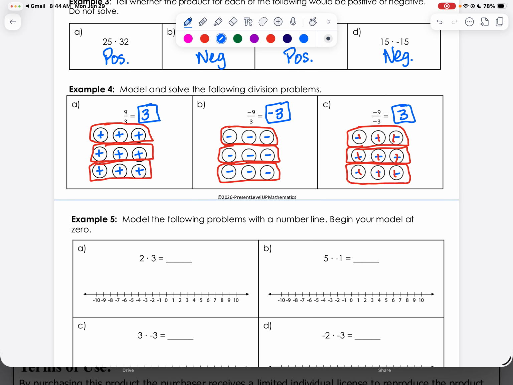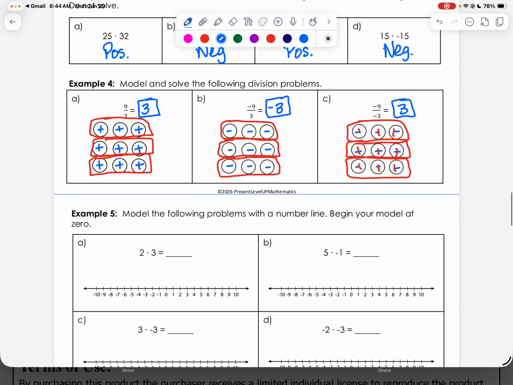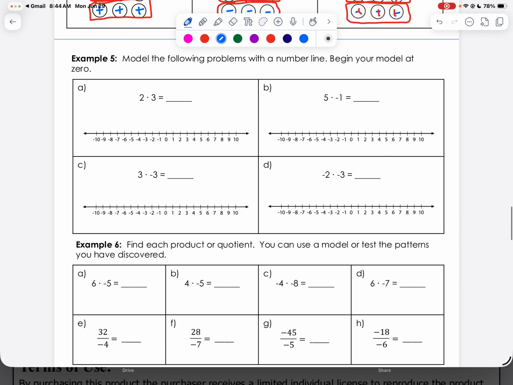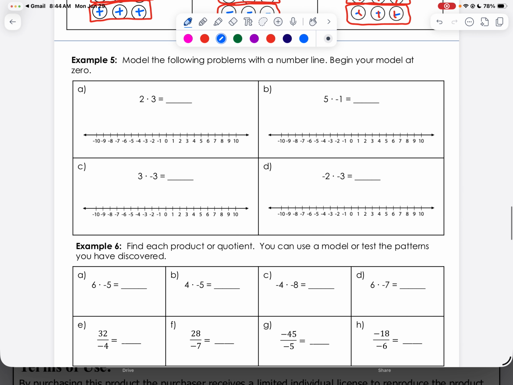All right. Now, we can also use number lines to model multiplication. So let's look at example 5. It says, model the following problems with a number line. Begin your model at 0. In problem A, we have 2 times 3. What this means is we're going to take 2 jumps that are 3 units each.